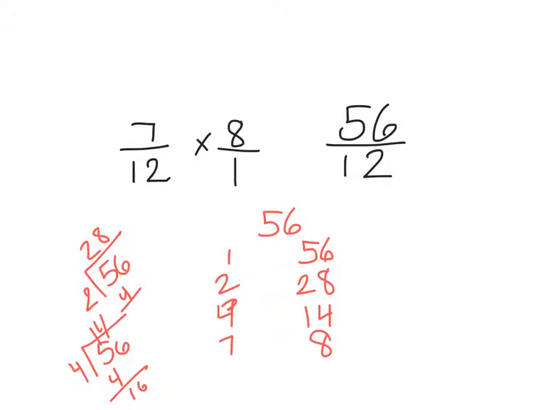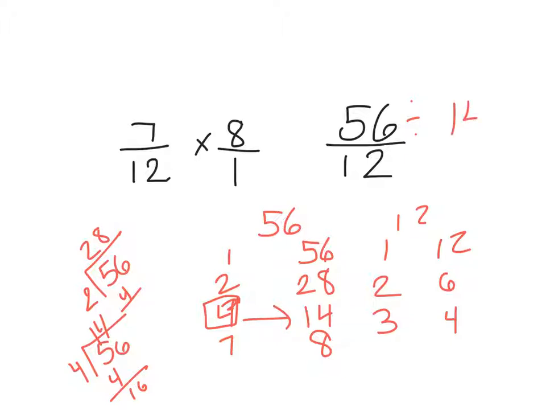So the only thing I'm seeing in common right now is the 4, because my factors of 12 are 1 and 12, 2 and 6, 3 and 4. So I'm going to divide by 4. So 4 and 14, and 12 divided by 4 is 3.